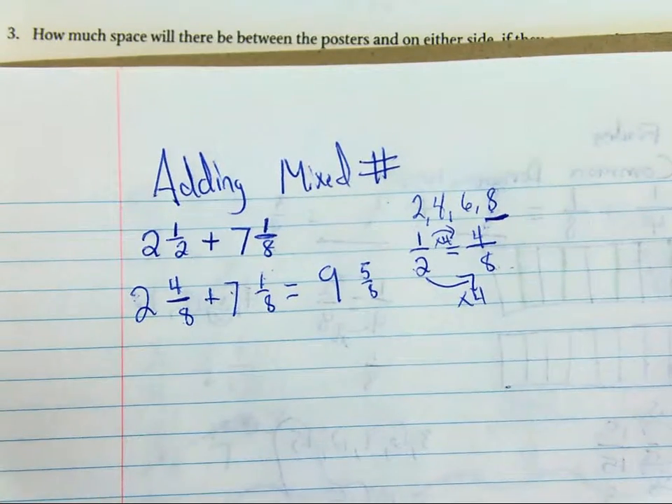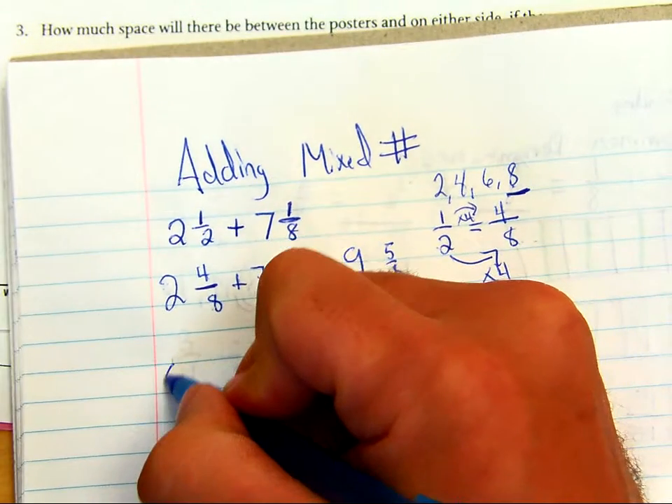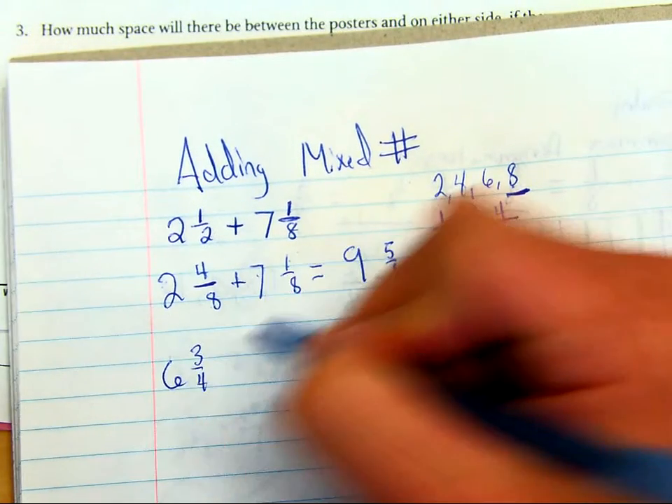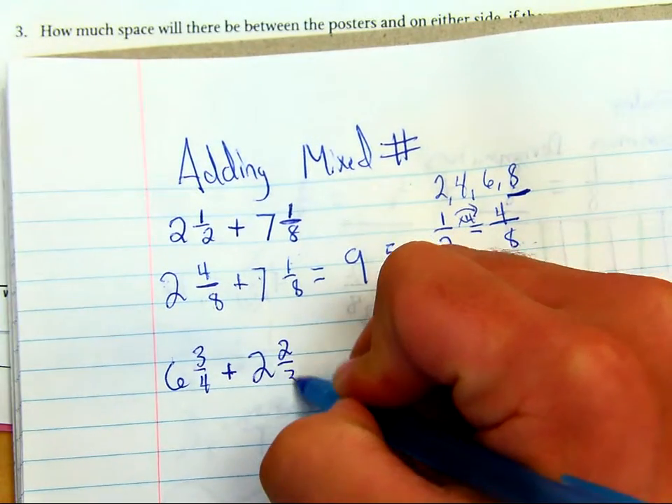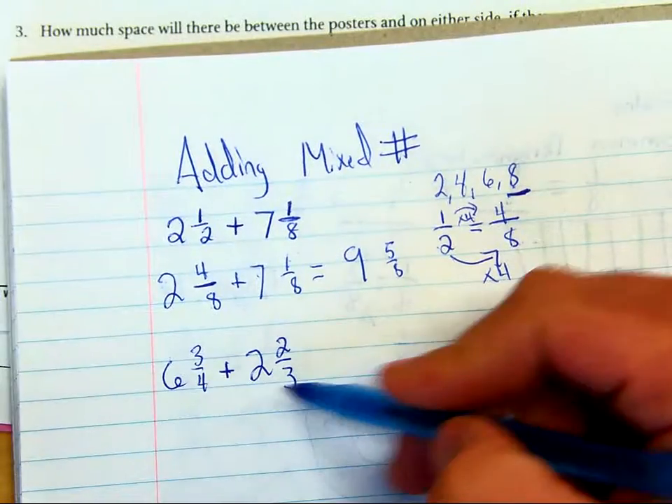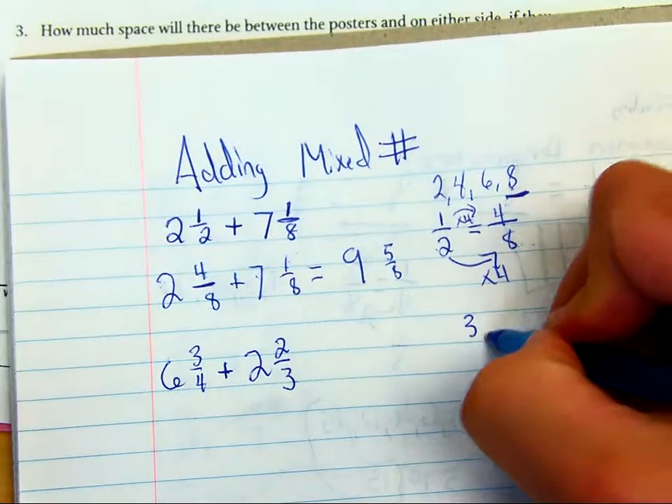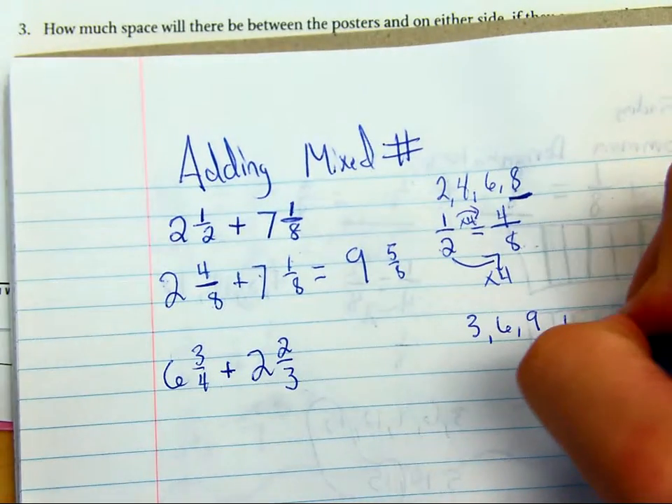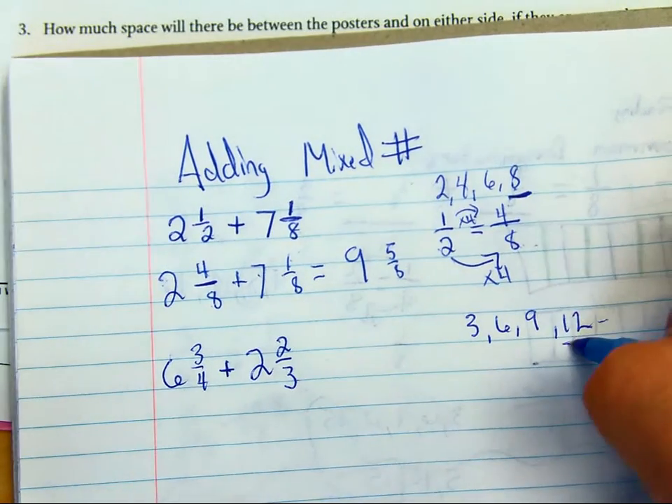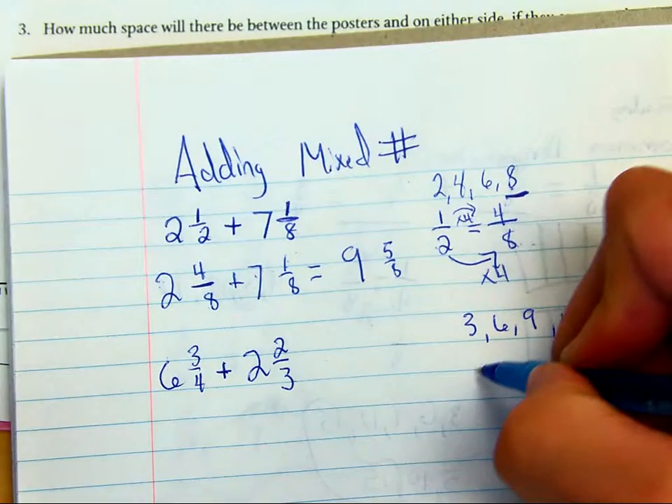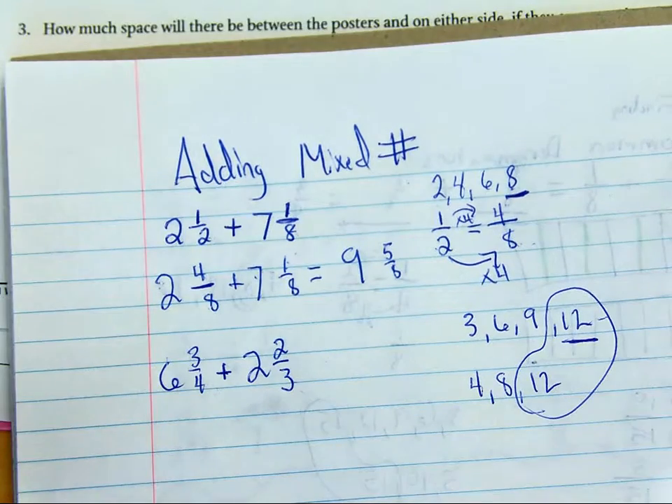Let's try another one. Let's say maybe 6 and 3/4 plus 2 and 2/3. Again, I need to find a common denominator, the lowest common multiple of 3 and 4. 3, 6, 9, 12. I know 4 can go into 12, so I know it's going to be this one. Just to double check, 4, 8, 12, right? My lowest common denominator is going to be my lowest common multiple.